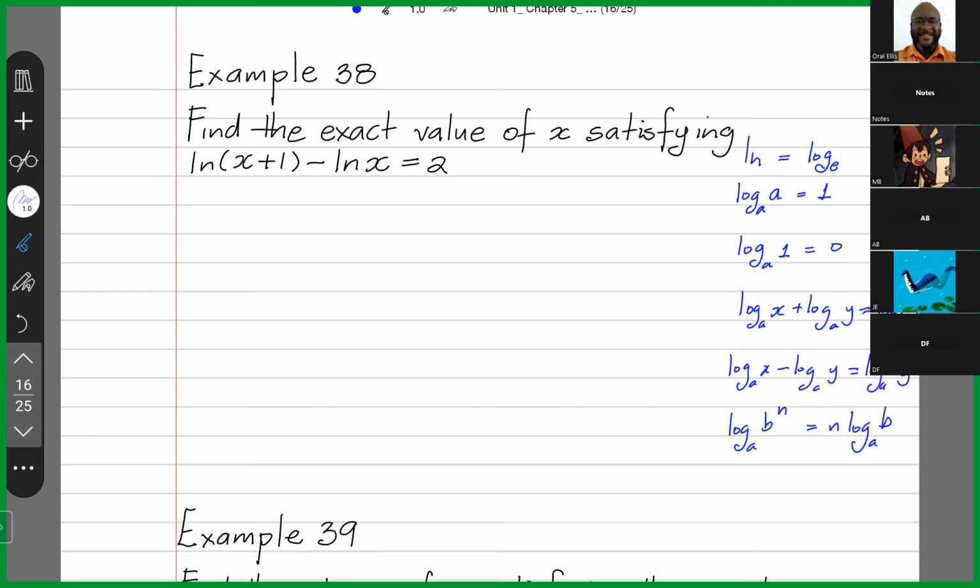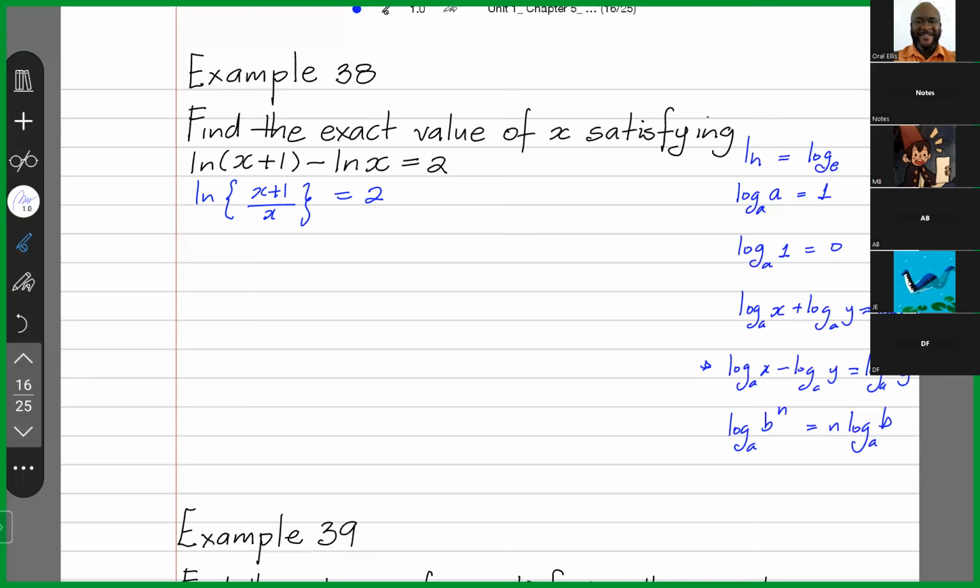All right, what I would do if I have a situation like this is I would use my law of logarithm, in particular, that's this law here, and make ln(x + 1) minus ln x into 1 log. So using my law of logarithm, this would be ln((x + 1)/x) is equal to 2.